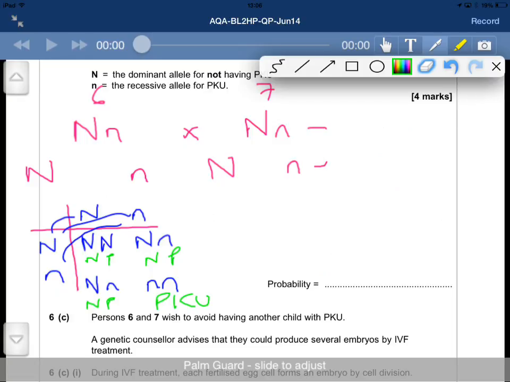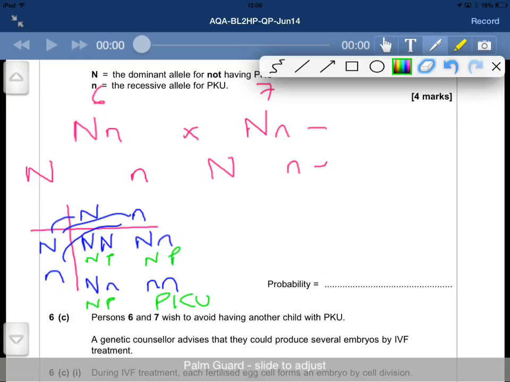Then it says derivation of offspring genotypes. That means doing the Punnett square. And these here were the results of the Punnett square. It says genotypes, and that's why I want you to write genotypes. Having said that, you would probably get the marks if you just did the Punnett square correctly. So that's a mark.